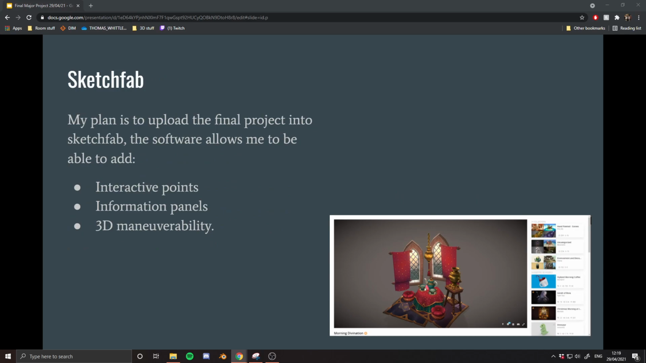My plan is to upload the final project into Sketchfab. This software will allow me to add interactive points onto the environment, which will be like highlights. There will be information panels, which may add additional information or show the process of creation of the models and the assets on the actual 3D model itself. There's also 3D maneuverability with Sketchfab, where you can cycle around the project, zoom in, and pick which part you really want to look at, which I think will be good for highlighting the detail that I've put into it.